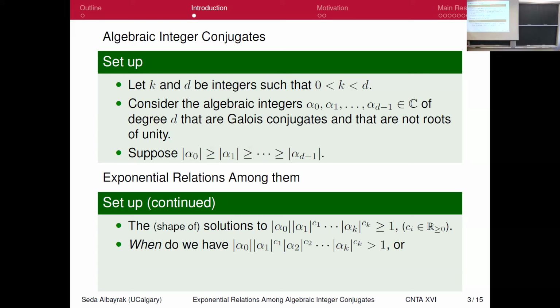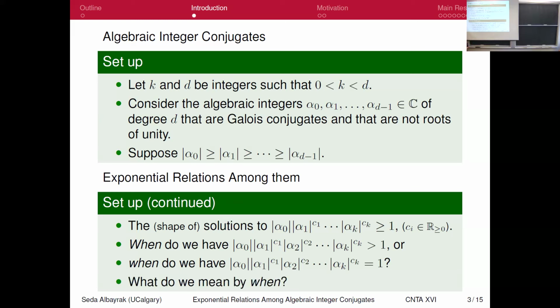The second question is, when do we have the strict inequality if we restrict ourselves to greater or equal to 1? Or equivalently, when do we have the equality with 1? Answering one of these will also characterize the other one. And lastly, what do I even mean by when? We're going to get to that as well.